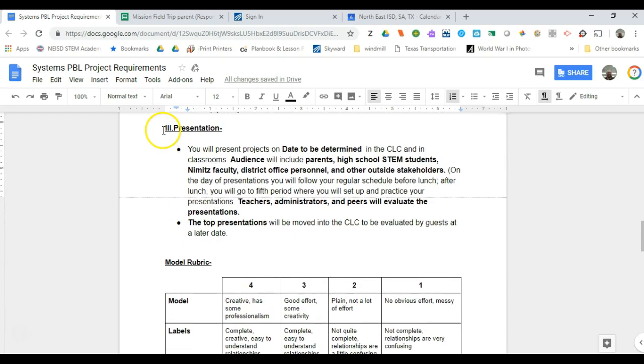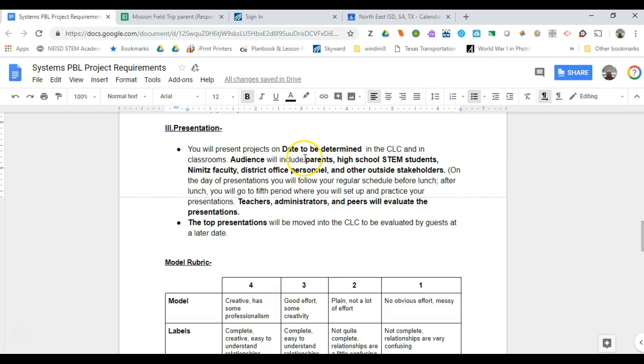Lastly, we have the presentation. Okay, your presentation of your projects, that's going to be on a date to be determined. We're still looking at the calendar, tinkering with stuff to figure out when exactly we're going to do this, but you are going to be doing this either in the CLC or the classroom. Okay, so you understand where this is going to be happening.